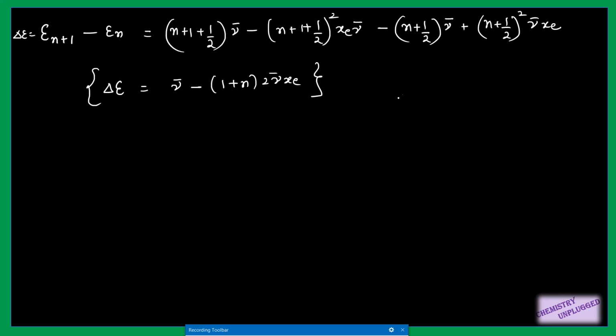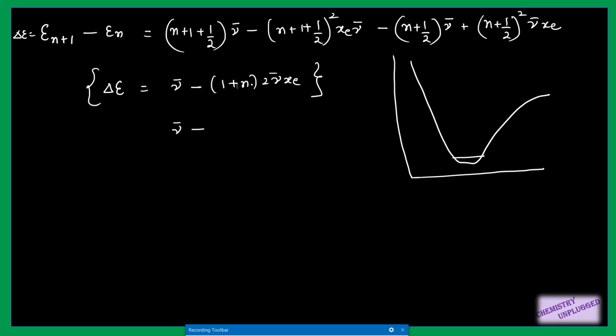In the case of an anharmonic oscillator, this gap will not remain equal. Why will it not remain equal? Suppose this is the zero point energy; for the next level I have to place 1 here, right? So it will become nu bar minus (1 plus 1) 2, 2 into 2, 4 nu bar xe. For the next level it will become 2 plus 1, 3, 3 into 2, 6 nu bar xe. So this gap will successively decrease, right?